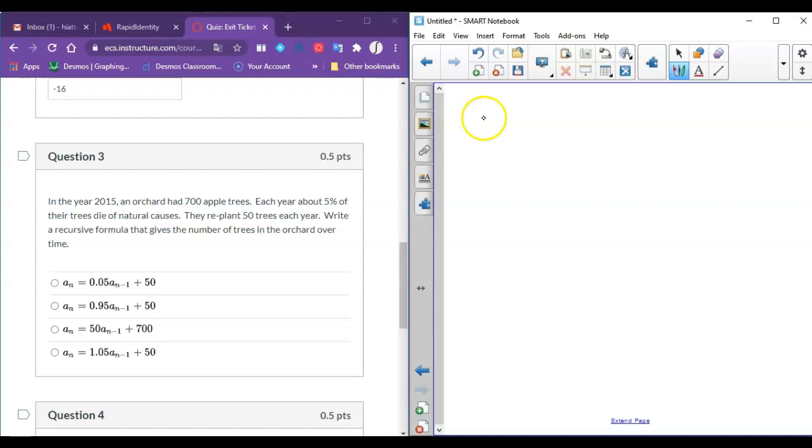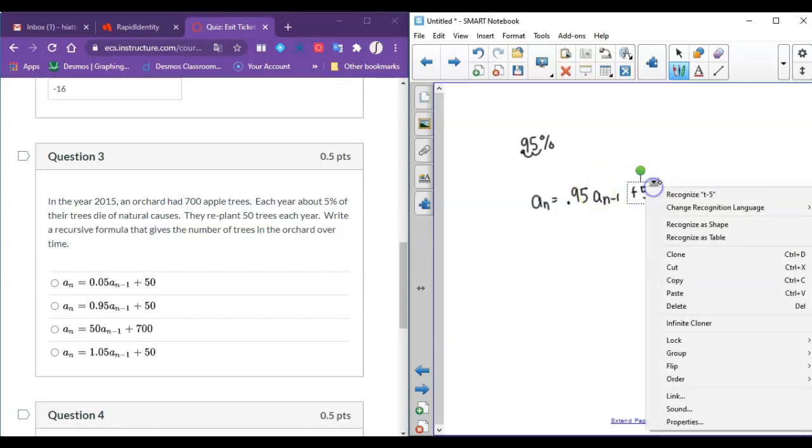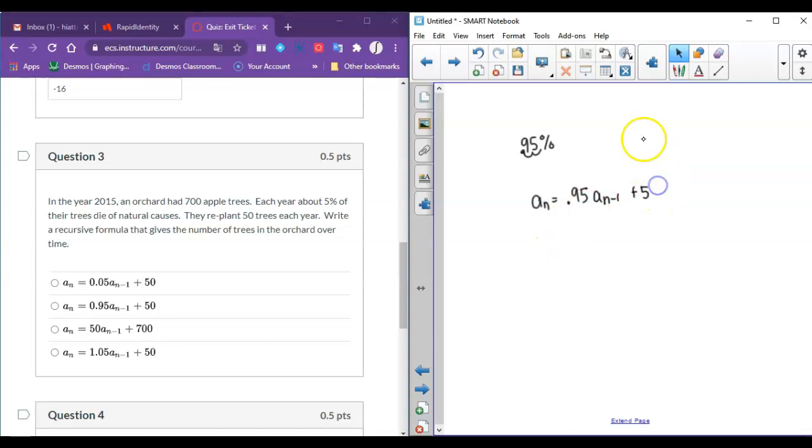So the equation that we want to use for this one, 95% remain, that's the value that we want to use. We'll move that decimal 2 places. So we'll have our a sub n equals 0.95 times a sub n minus 1. And then at the end of each year, they add 50 more trees. They plant 50 more trees there. So this is the formula that we're going to be using for this problem, which would be that second one right there, which yours are probably in a different order.